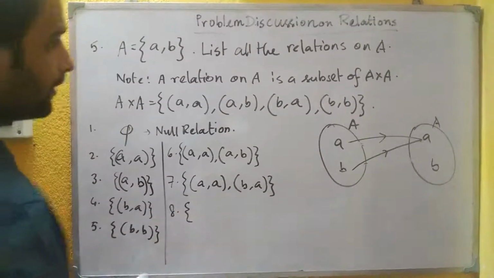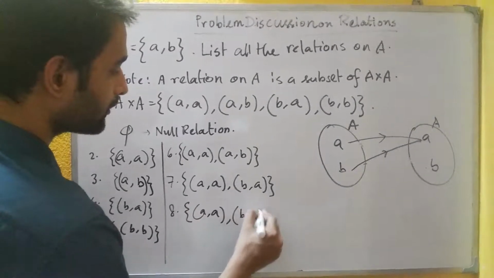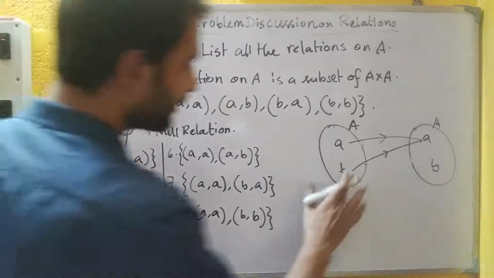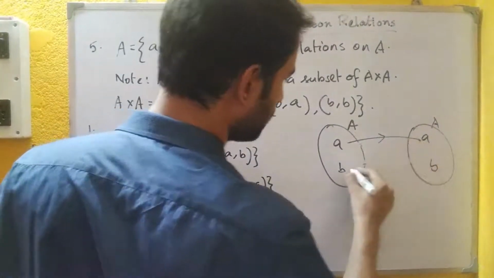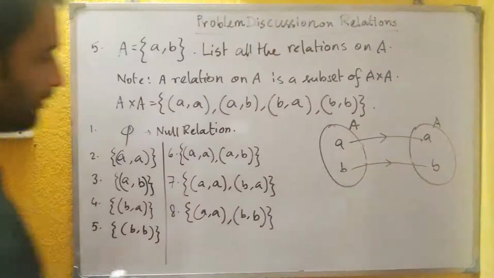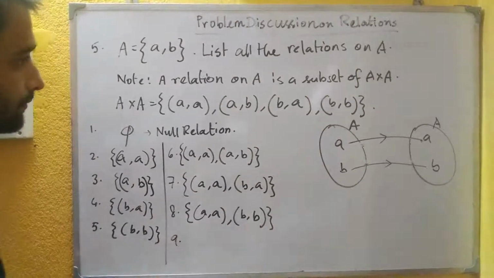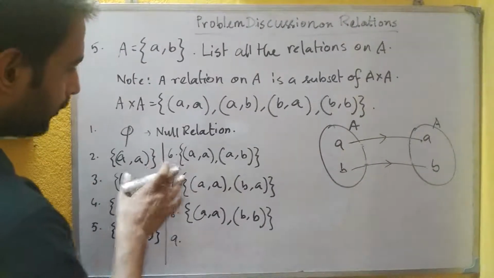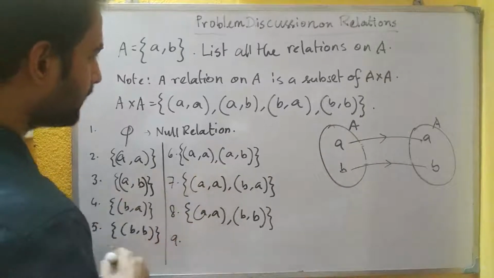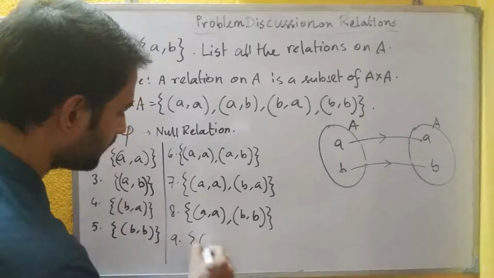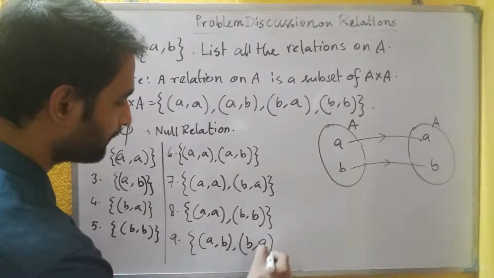Next, AA, BB. Here this will be the relation. So we have taken all the two element sets starting with the element A comma A. So next we take A comma B and B comma A.